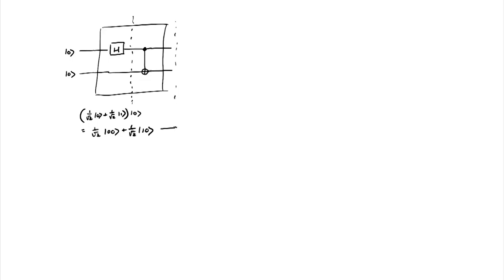So what the CNOT does to it is, well, here the control bit is 0, so it leaves the second qubit alone. So you get 1 over square root 2, |00>. Here the control qubit is 1, so the target now gets flipped. So you get plus 1 over square root 2, |11>. This is our Bell state, right? And here's a bit of notation for it. This is usually called the phi plus state, for reasons that will become clear in a couple of minutes.